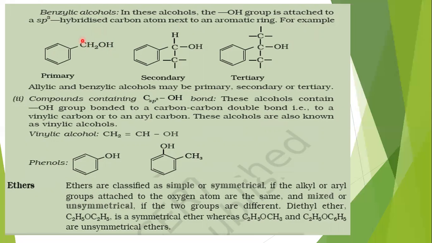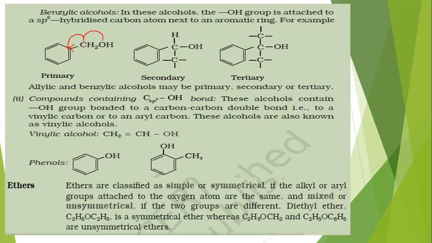Here the OH group is attached to this carbon which is directly bonded to the benzene ring. See, OH is attached to this carbon which is directly bonded to this benzene ring. Here also OH is attached to this carbon which is directly bonded to the benzene ring. See, OH is bonded to this carbon which is directly bonded to a carbon of the aromatic ring. Okay.